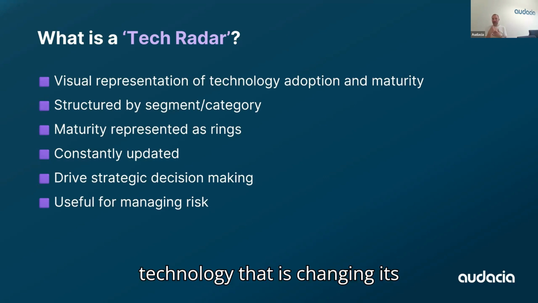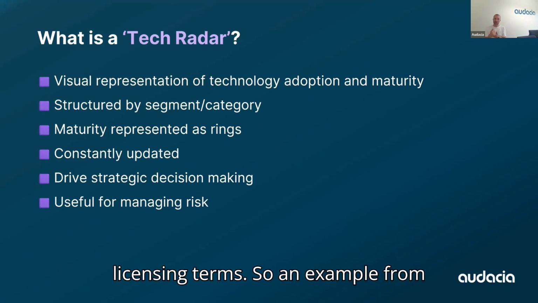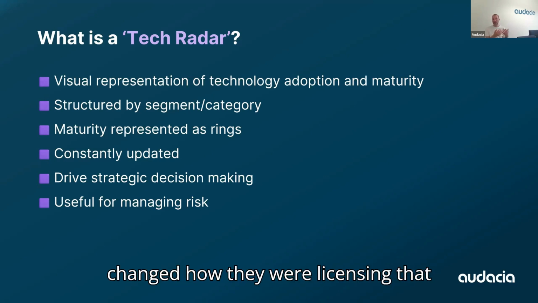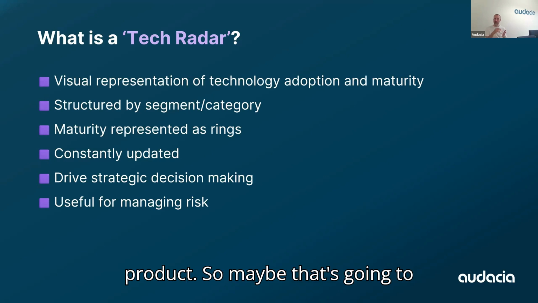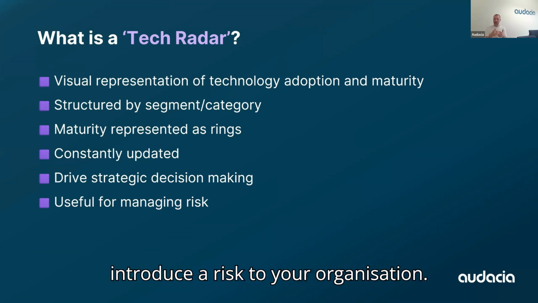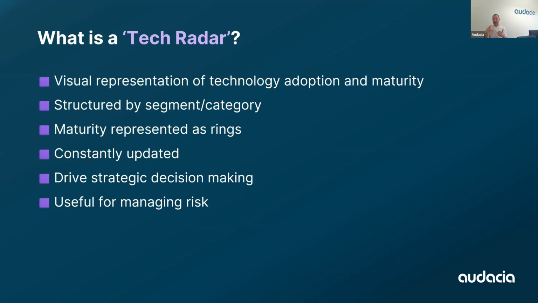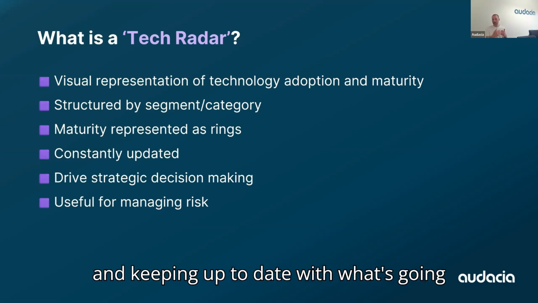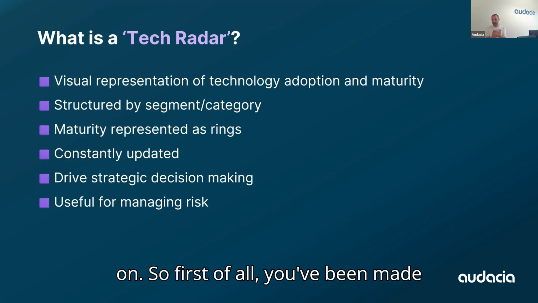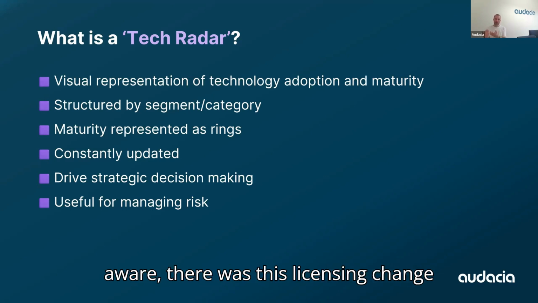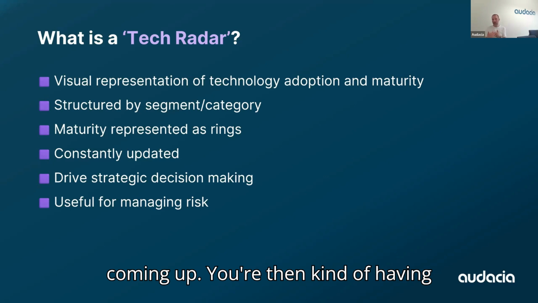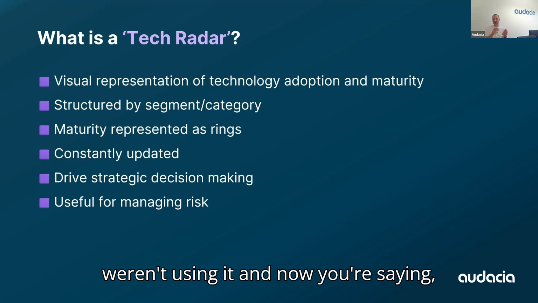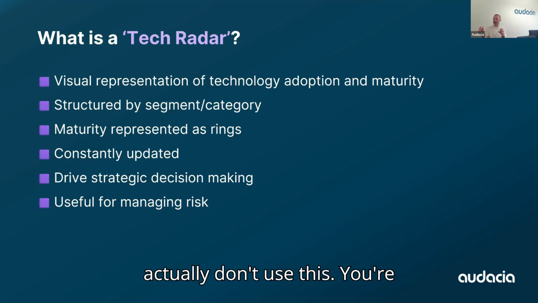technology that is changing its licensing terms. An example from relatively recently: Terraform changed how they were licensing that product. So maybe that's going to introduce a risk to your organization. If Terraform is still on your tech radar, then you'll be regularly revisiting that and keeping up to date with what's going on. So first of all, you'll be made aware there's this licensing change coming up. You're then having those conversations. You can then adjust where it is on the tech radar. Maybe you weren't using it and now you're saying, actually, don't use this.